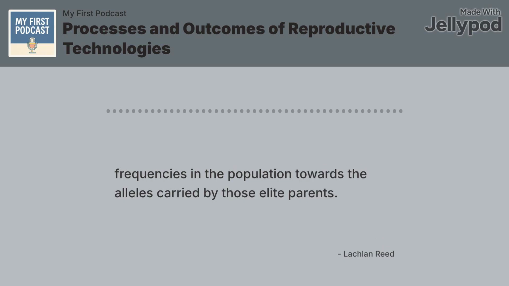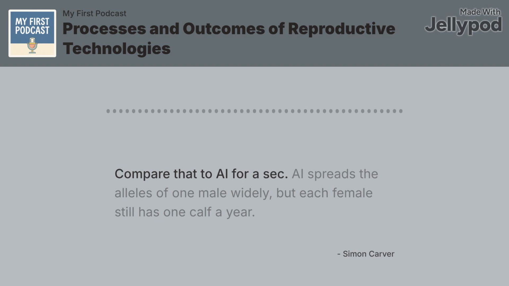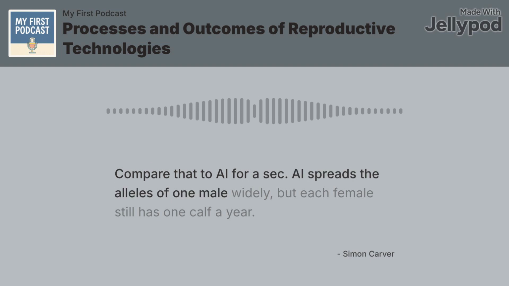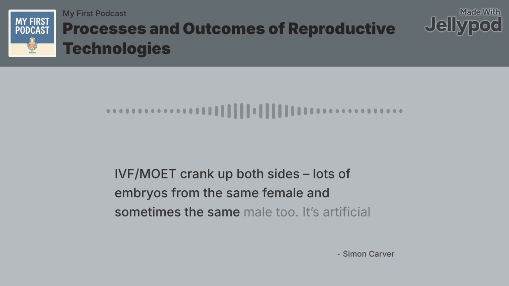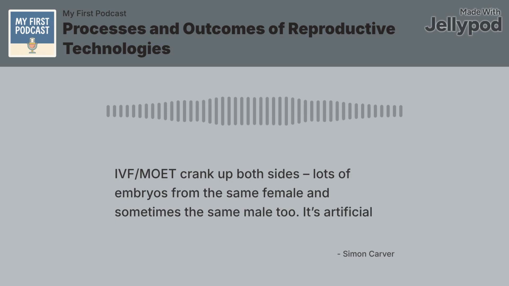Compare that to AI for a sec. AI spreads the alleles of one male widely, but each female still has one calf a year. IVF/MOET crank up both sides, lots of embryos from the same female and sometimes the same male too. It's artificial selection on steroids.